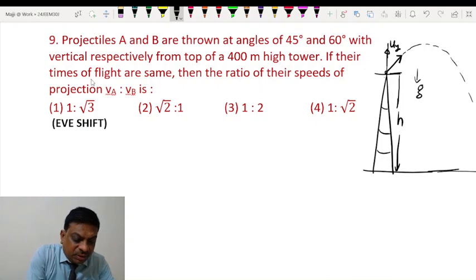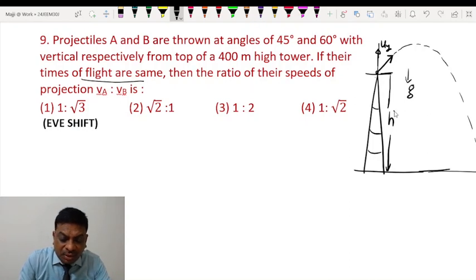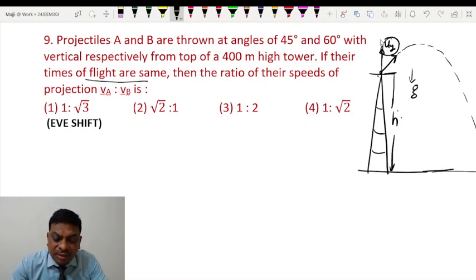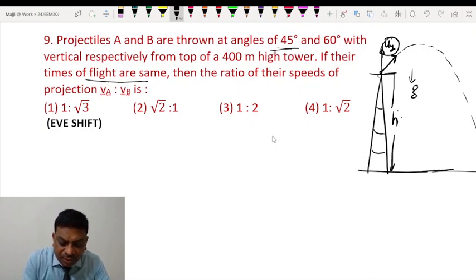So that means if their times of flight are same, and they have been projected from the same point, so h is anyway same for them. So it means that the vertical component of velocity should be same for both of them. So automatically their times of flight will be same. For the first one, velocity is VA, and it makes an angle 45 degree with the vertical. So its vertical component is VA cos 45 degree. Similarly, for the second one, its velocity is VB, and it makes 60 degree angle with vertical. So its vertical component will be VB cos 60 degree. So both should be same. Their vertical component should be same, students.